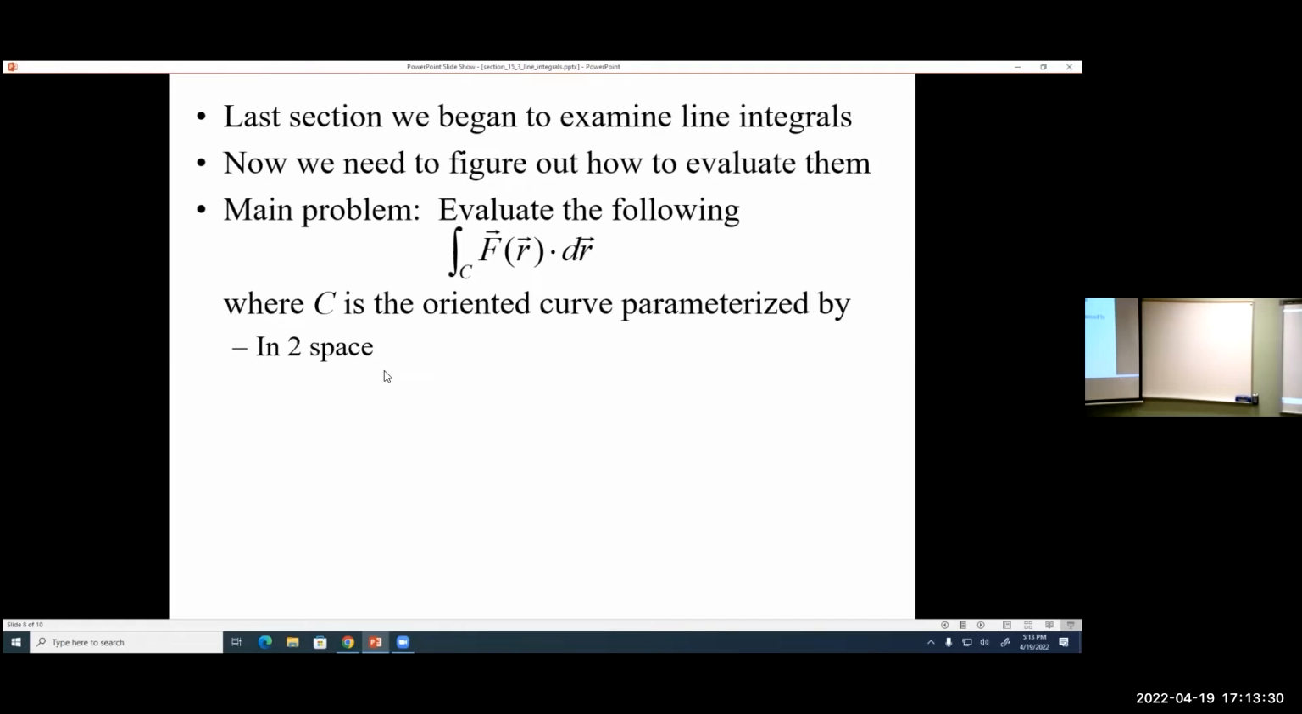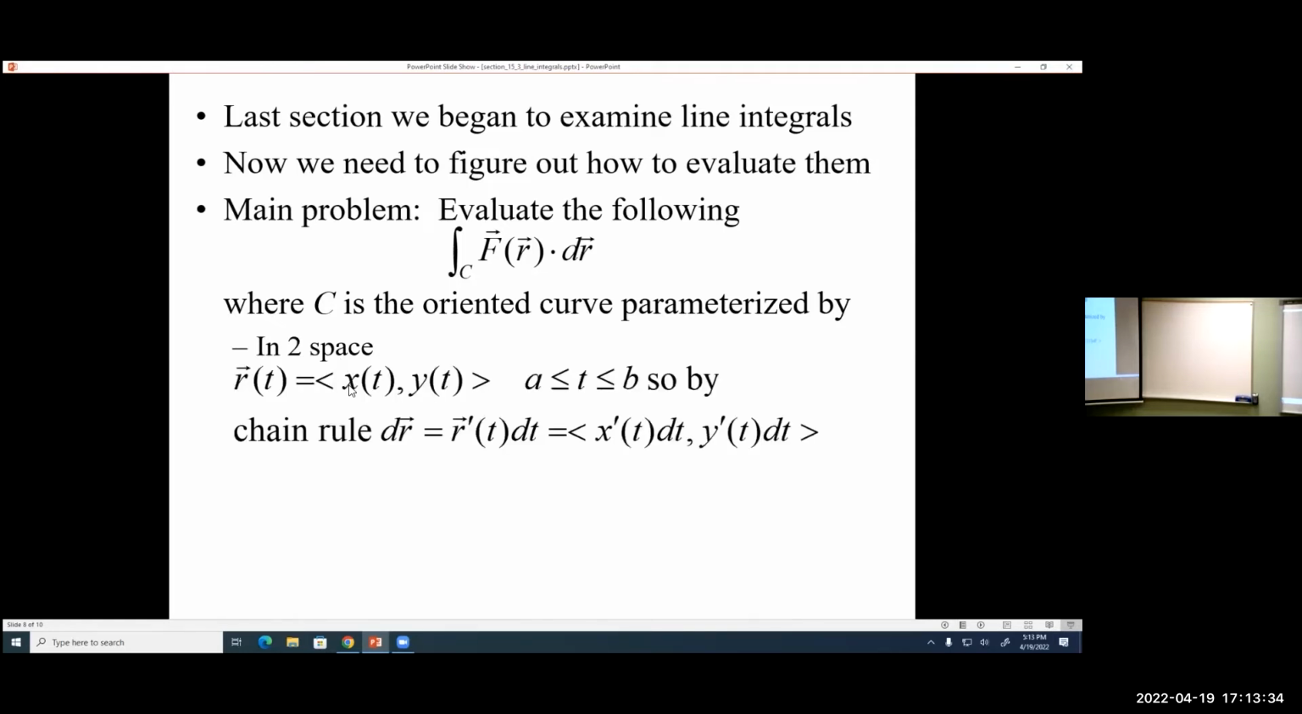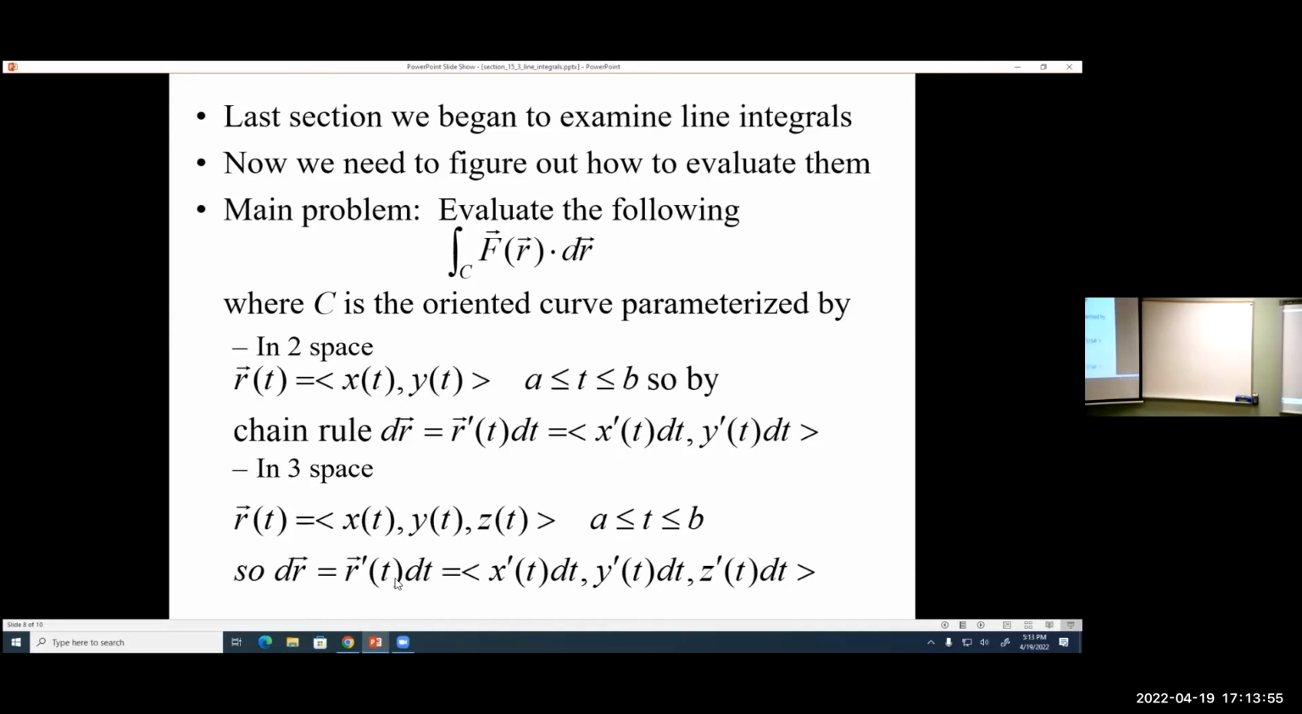So if C is our oriented curve given by the parameterization x of t, y of t, then dr is x prime of t dt, y prime of t dt. In 3-space, it's the same basic idea: r prime of t is going to be x prime of t, y prime of t, z prime of t.